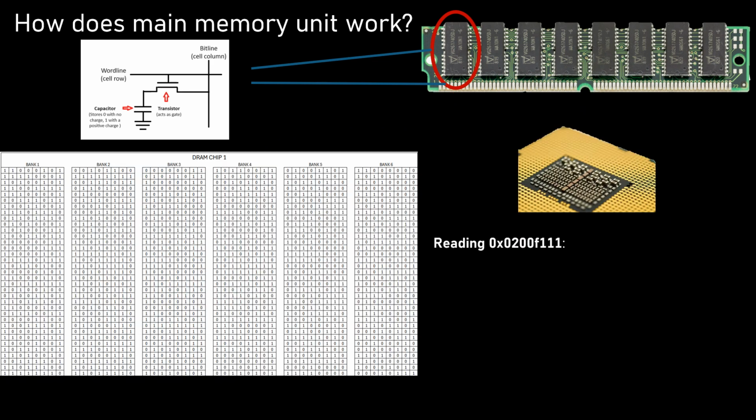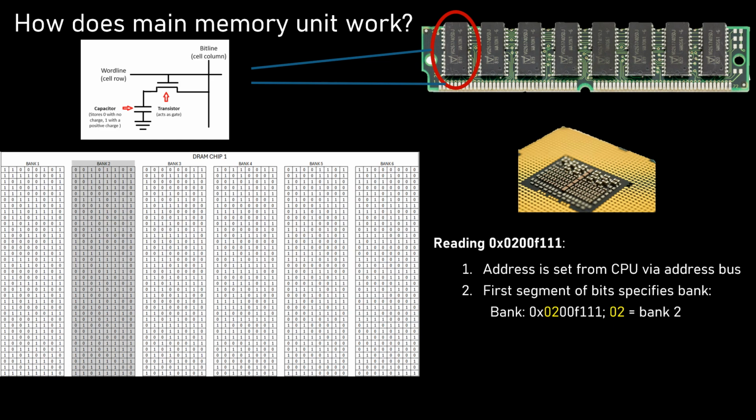Now that we know the makeup of DRAM, we can learn how data is actually transferred to and from the CPU. To illustrate, we'll be using an example of reading some data at memory address 0x0200F111. First, the CPU signals for the specified address on the address bus and sets the read enable flag on the control bus to read the data.